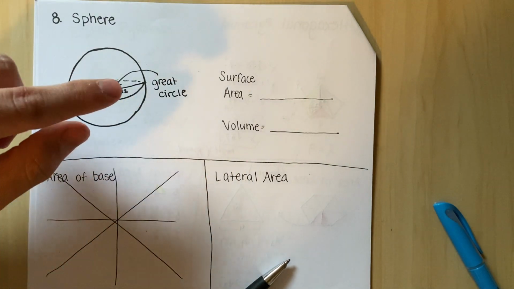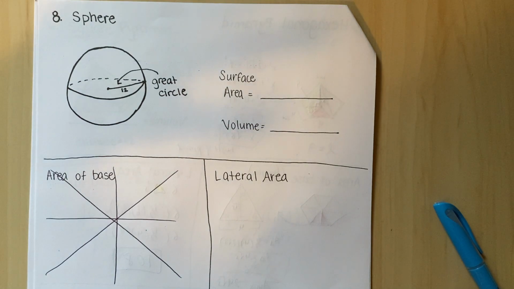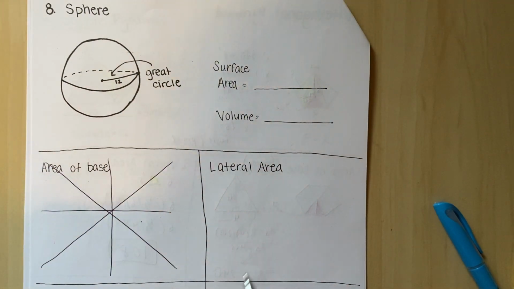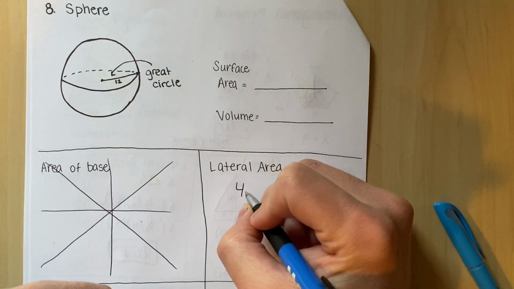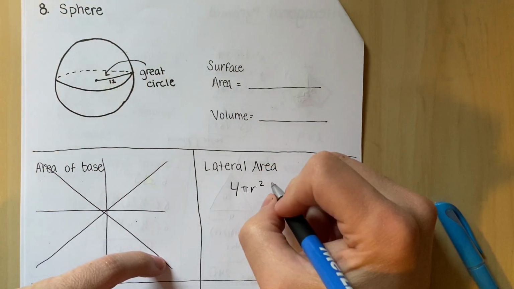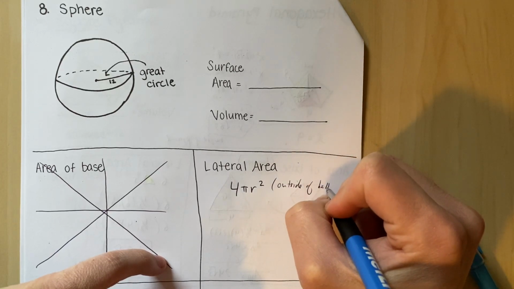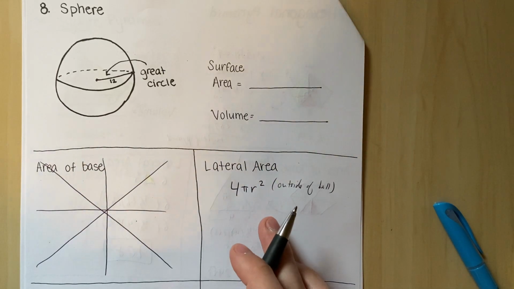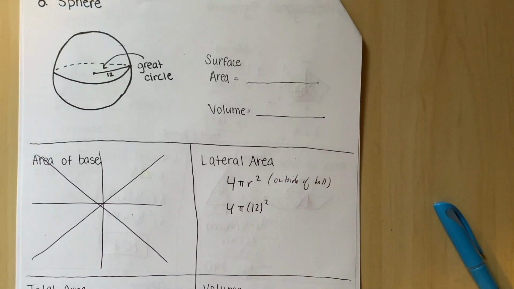Lateral area is the whole outside. The lateral area is just the outside part that doesn't include the bases. So the lateral area is actually a very nice formula here. You'd think it'd be really confusing, but it's just 4 pi r squared. This is the outside of the ball. Okay, that's it. That's the lateral area. It's very nice. So that's 4 pi r squared.